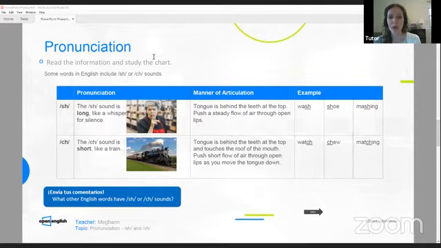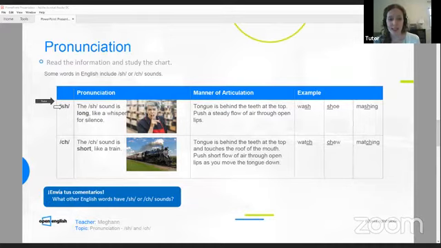So we are going to read the information and study the charts. We are talking about words in English with SH, sh, or CH, ch sounds. So first, envía tus comentarios. What English words have SH or CH sounds? Send your ideas. And as you type, we can read the information together.